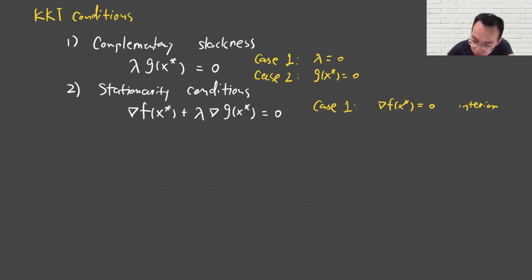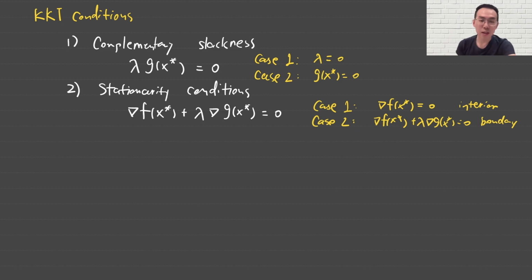Then for the stationarity condition, case two is just going to give us the exact same as the Lagrangian multiplier, right? The gradient of f at x star plus lambda times the gradient of g at x star equals to zero, right? This means that the optimum lies on the boundary. That is the key idea for the KKT conditions. Then we have two more conditions for KKT. They are relatively easier to understand.